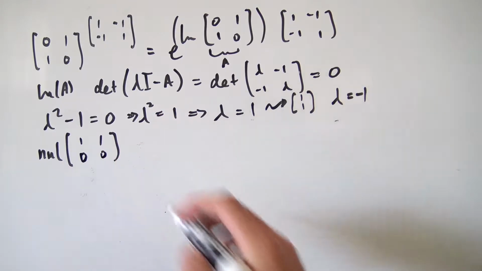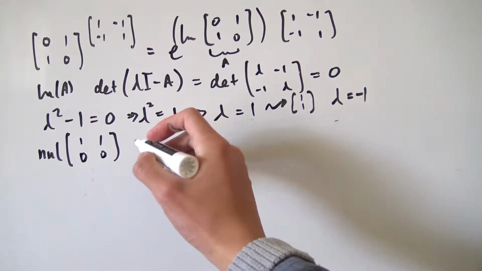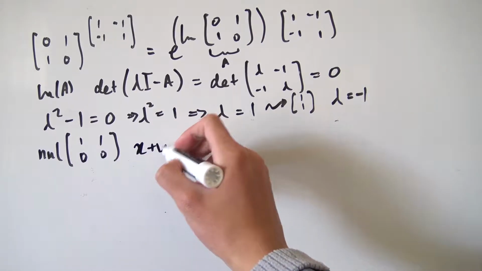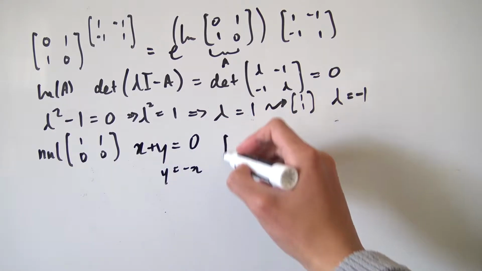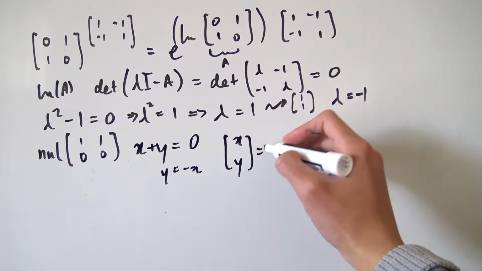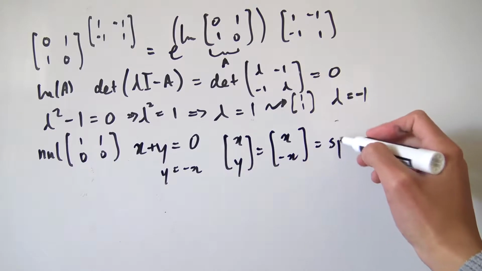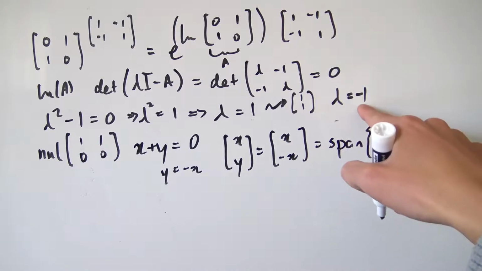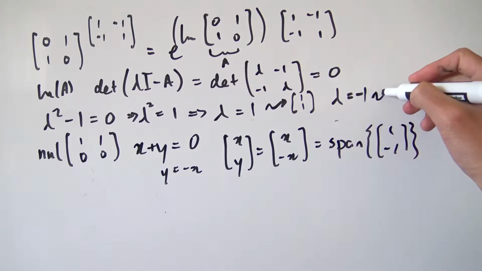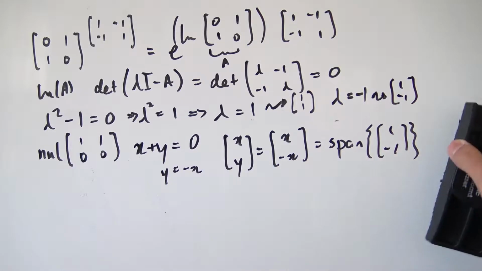And if you think about what we did before, turning this into a system of equations, you're going to get the equation x plus y is equal to 0, which means that y is equal to negative x. So the vector (x, y) we're looking for is the vector (x, negative x), which is the span of the vector (1, negative 1). So for lambda equal to negative 1, an eigenvector that corresponds to that is the vector (1, negative 1). So we figured out our eigenvectors and our eigenvalues.